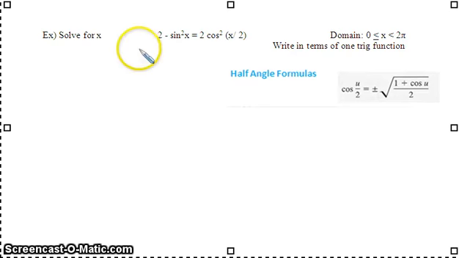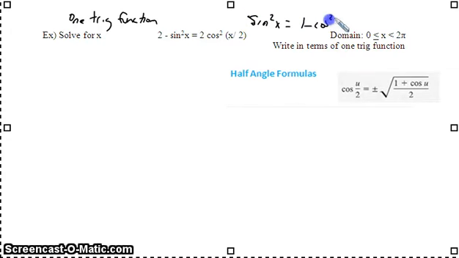Alright, looking at this next problem, I'm trying to solve for x. The first thing that comes to my mind is I've got a sine squared and a cosine squared. And then I'm taking the cosine squared of a half angle here. So what I want to do is make it be one trig function. And to do that, I'm going to use the Pythagorean identity that the sine squared of x is equal to 1 minus the cosine squared x. So I'm going to make that substitution right off the bat. So it's going to be 2 minus, then change sine squared into 1 minus cosine squared.